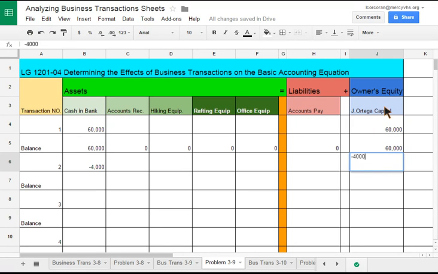Just $4,000. So we don't have the expense accounts yet. We will eventually get there. So we're just going to use the capital account for now. I didn't borrow any money, so it's a $0 balance for that. I will bring that down into the balance account. So here we're going to do 60,000 minus 4,000, which is $56,000. Again, I'm not waiting on any money. I don't have any hiking equipment. My rafting equipment is 0, and office equipment. I didn't borrow any money, and my capital is now $56,000.